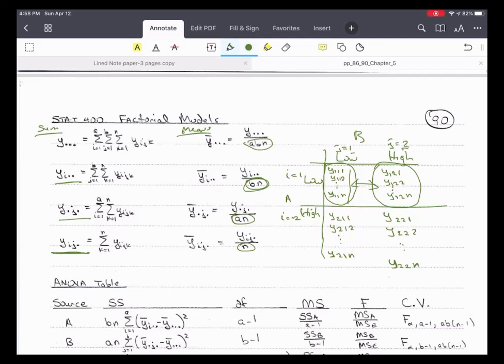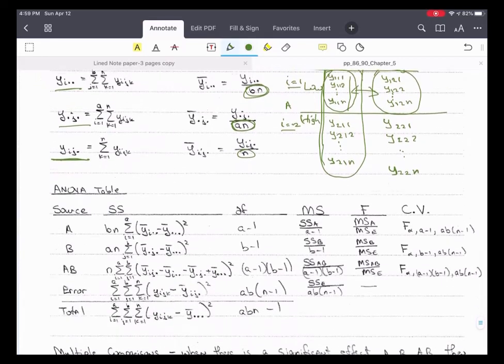And then for j, it would be in this direction, the same thing. All right, so I would add across i equals 1 and i equals 2, and k goes from 1 to n. So I'd have a times n observations. That's what I would divide by. So I hope that helps you visualize this and understand the equations a little bit better.